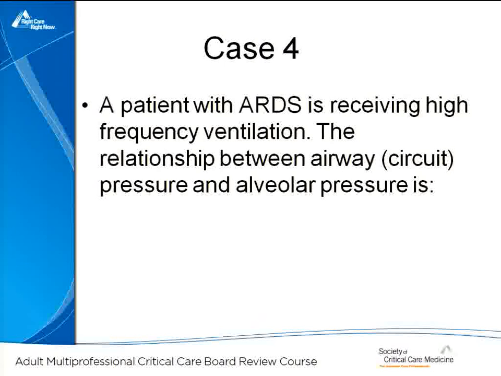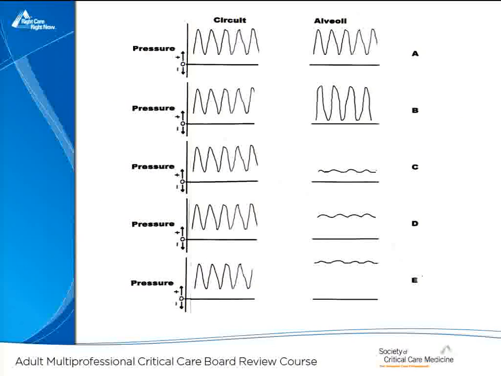A patient with ARDS is receiving high-frequency ventilation. The relationship between circuit pressure, airway pressure, and alveolar pressures is what? And here are your choices. Here's circuit pressure, here's alveolar pressure. Equal here, airway or alveolar pressures are even higher. Dampened but lower, dampened similar mean, dampened higher mean. What is the relationship between circuit pressure and alveolar pressure when using high-frequency ventilation?